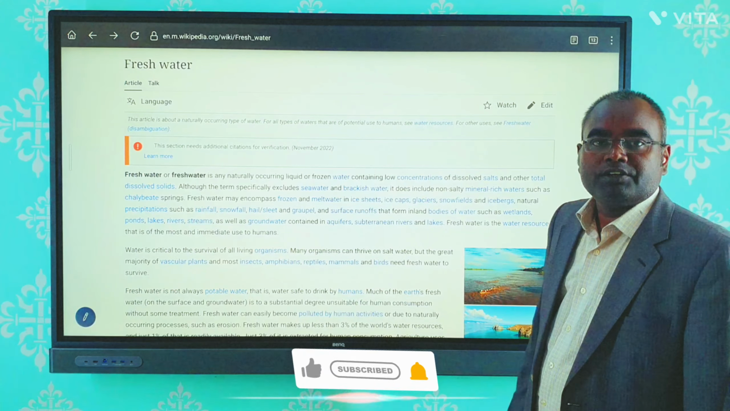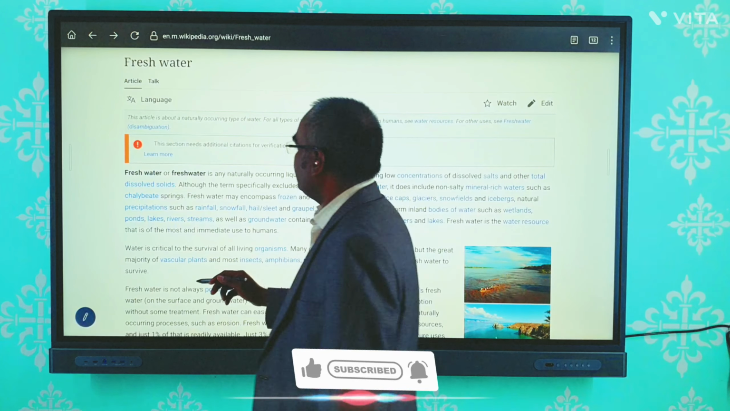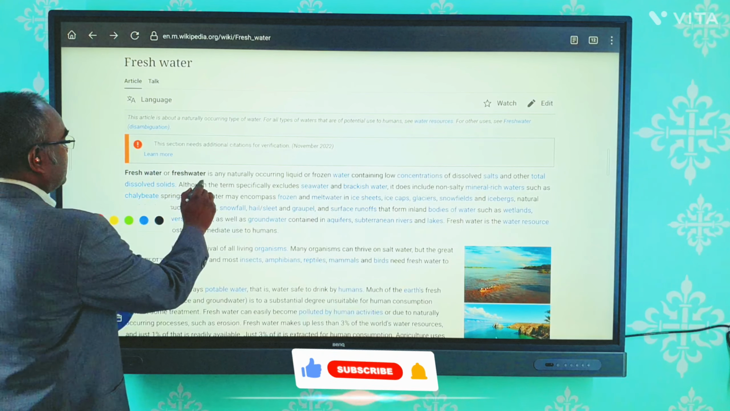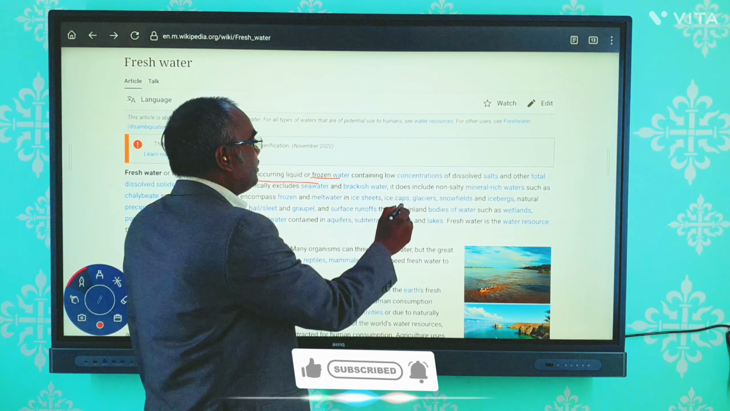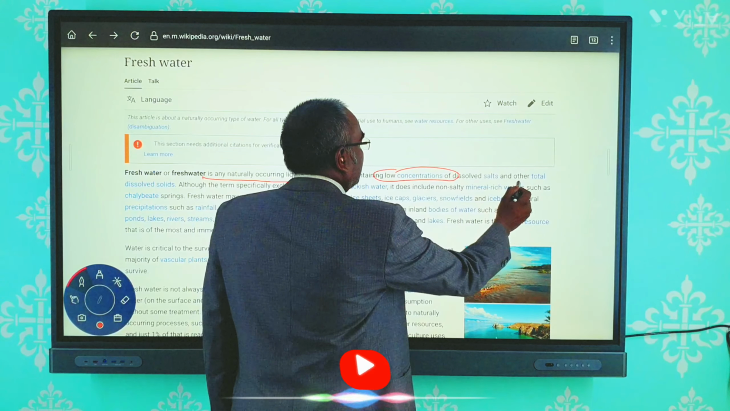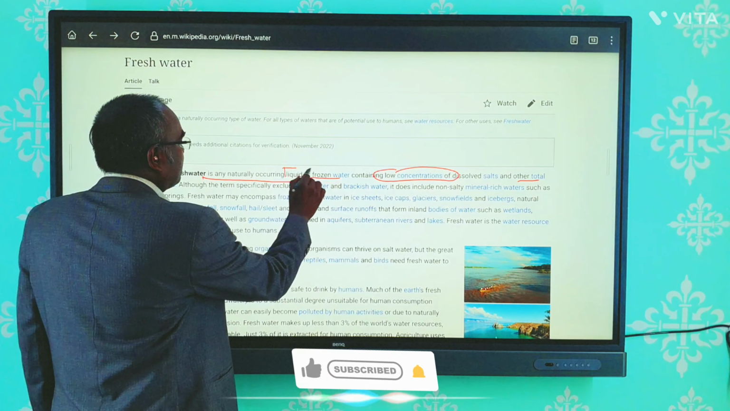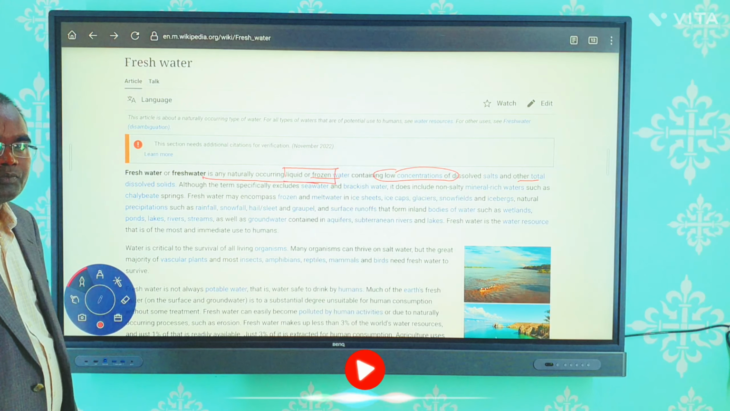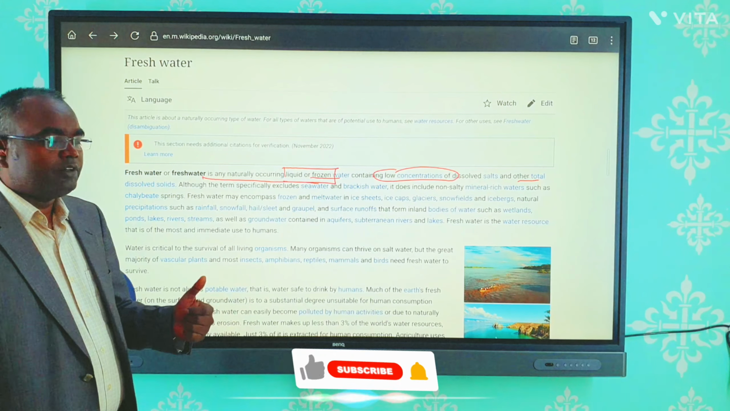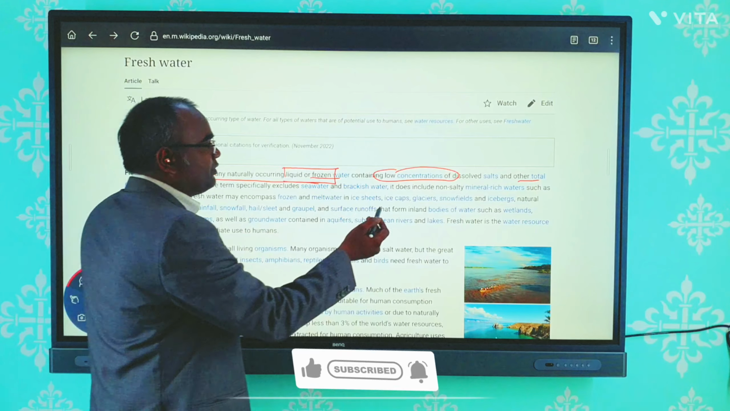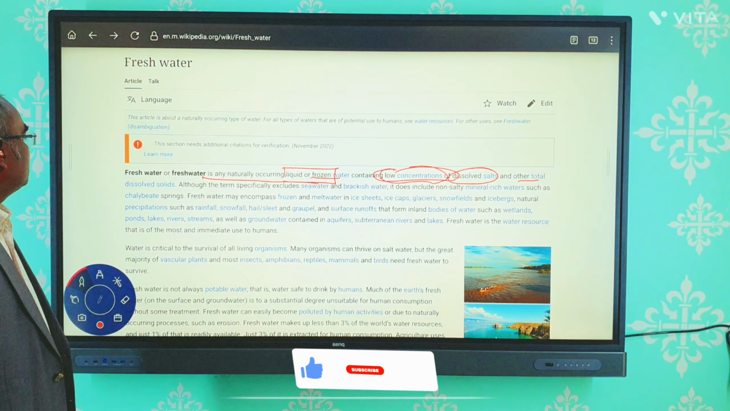As per the definition of Wikipedia, fresh water is any naturally occurring liquid or frozen water containing low concentration of dissolved salts and total dissolved solids. So it is naturally occurring liquid or frozen water. Both terms are included in fresh water. It may be liquid or in the frozen form, but it should be free from, or have a low concentration of, dissolved salts and other total dissolved solids.